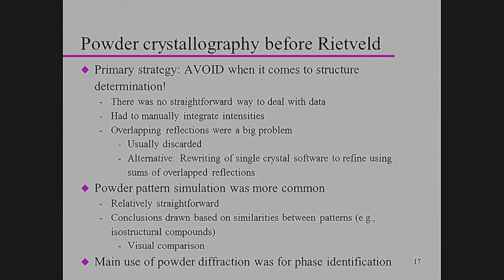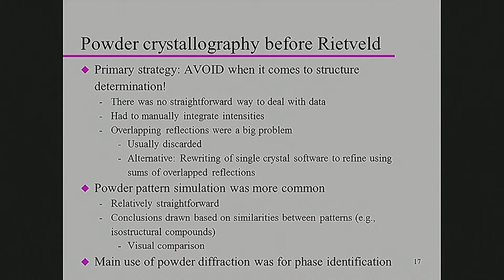So powder crystallography before Rietveld was, for the most part, avoided when it came to structure determination. And that was due to the fact that there was no simple way of dealing with the data, okay, especially in the old days when you had films. But even after you had better detectors, it was still not easy to deal with because you had to first of all integrate your intensities, and until computers became more powerful, that was done manually, okay, where people cut out their peaks and weighed them to figure out how intense that peak was, okay? It may sound really weird, but that is actually what people used to do in the old days, okay?